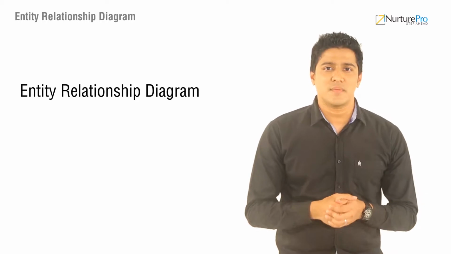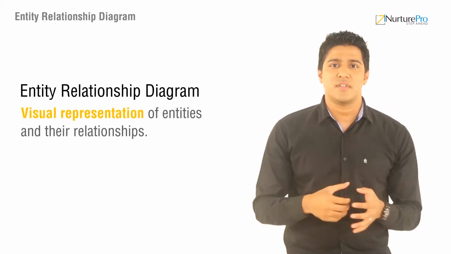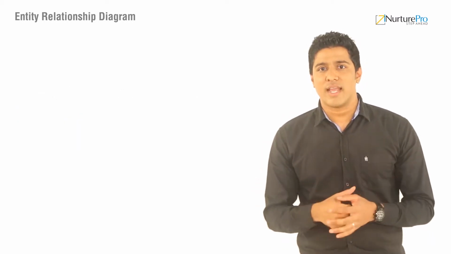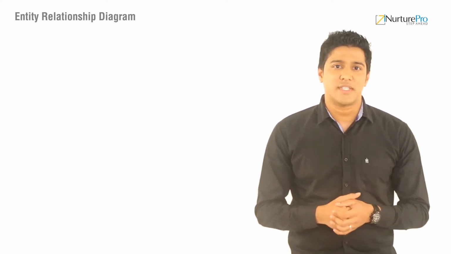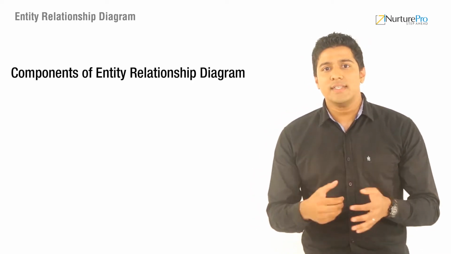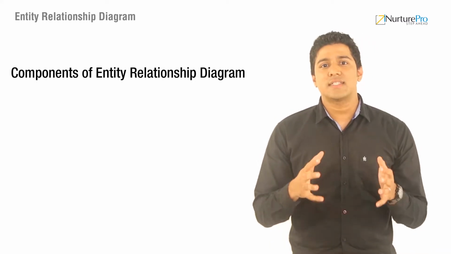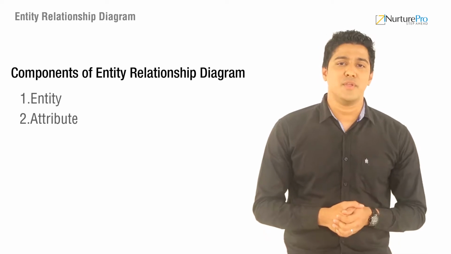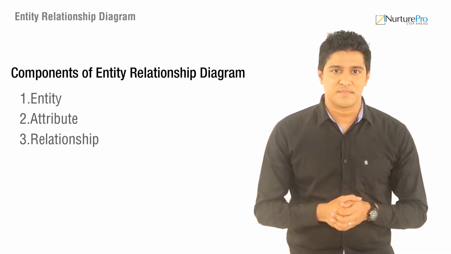An entity relationship diagram is a visual representation of an information system. It helps to define the business processes by organizing data, which can be used as a foundation for a relational database. An entity relationship diagram has three main components: entity, attribute, and relationship.